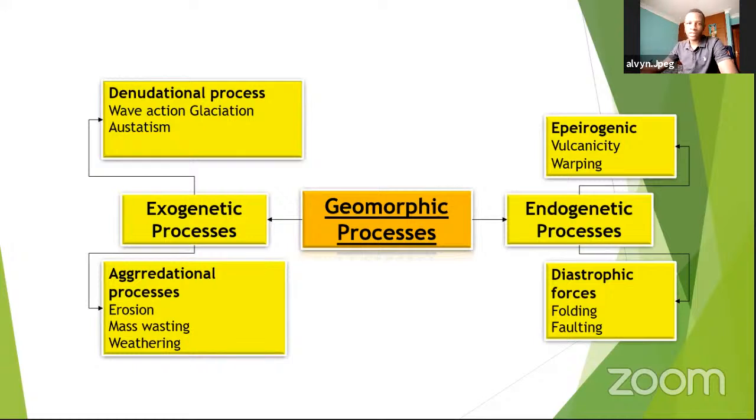Then on the right side, we have endogenic processes. These ones occur internally, below the Earth's surface or crust. We have epirogenic, which is volcanicity, warping, those types of forces. I'm going to explain them. Then below we have the astrophic processes. These include folding, faulting. I'm going to explain those in detail.